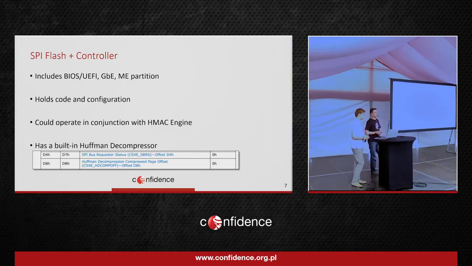So you can use that code to decompress modules, and the decompressor is embedded in the flash controller. So it works directly with the management engine without additional effort. You just tell it, please read data from that address to that place in memory with decompression. And also this flash controller can operate in conjunction with HMAC, so the data that is read is hashed during the reading and decompression.